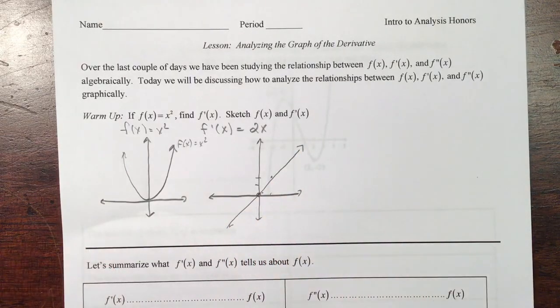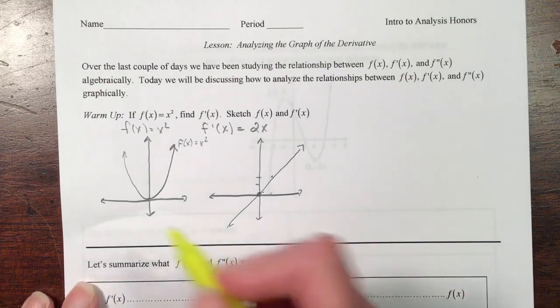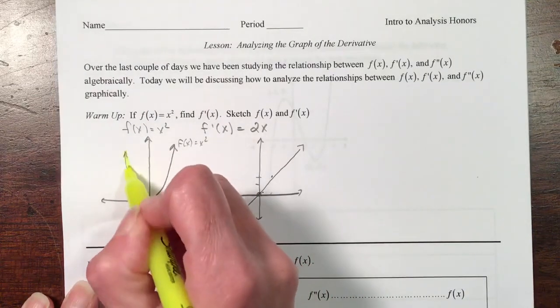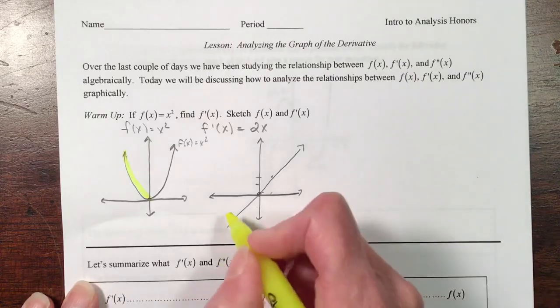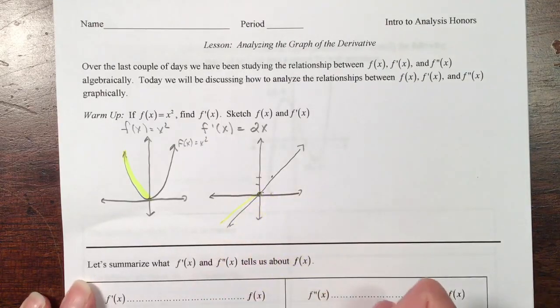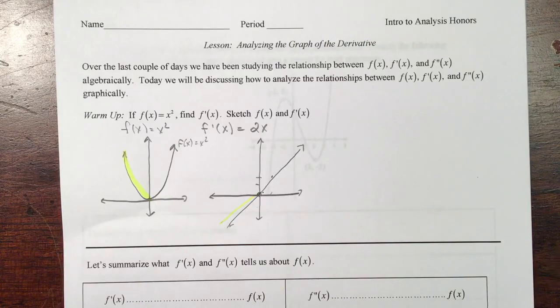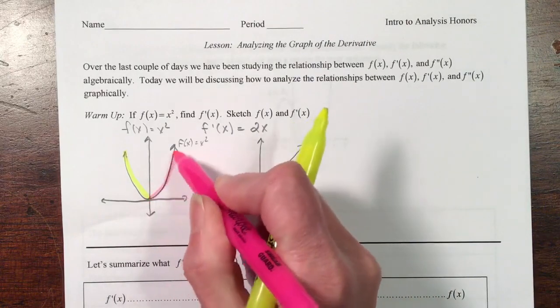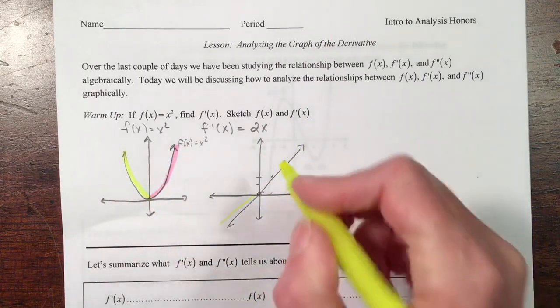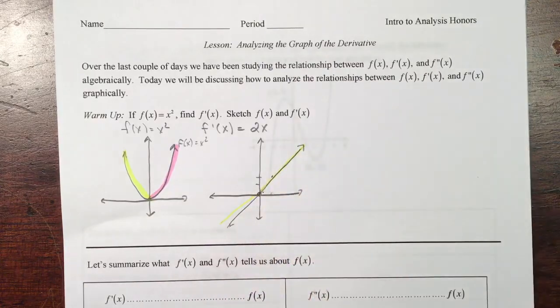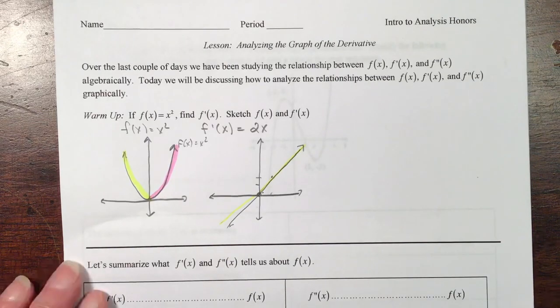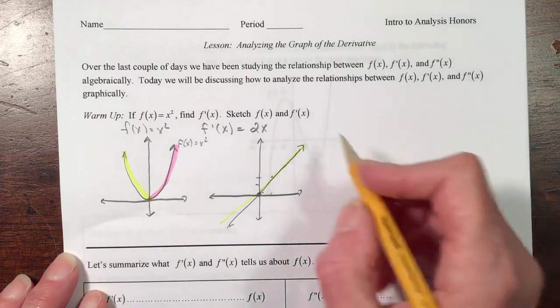Okay. So let's just real quickly talk about the relationship between these two curves. For instance, notice when the original function is decreasing, the graph of the derivative is below the x-axis, and when the original function is increasing, the graph of the derivative is above the x-axis. Those are the concepts we're going to use today when we analyze the graph of a function using the derivative.